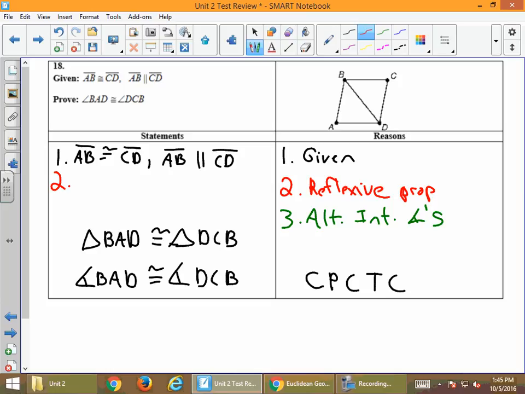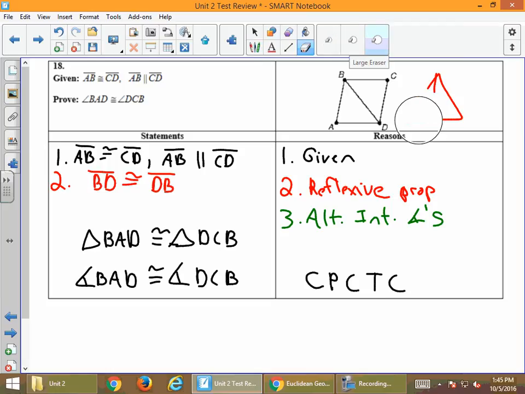They're shared side triangles. They share the same side. Now the question is, what side are they sharing? BD is one side of that triangle. What is the other one? BD, or DB, because these triangles are oriented differently, flipped. It's either going to look like this, or like two side by side. That way they'll be identical. So it'll be BD congruent to BD.